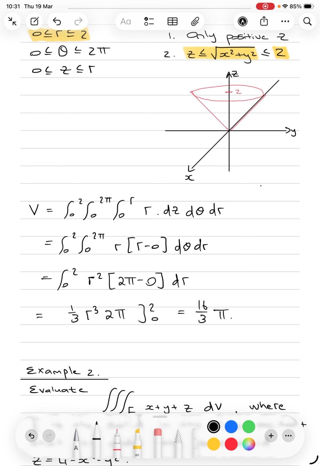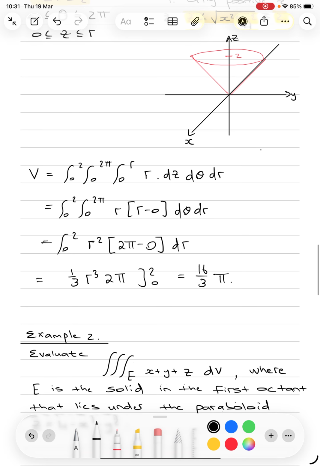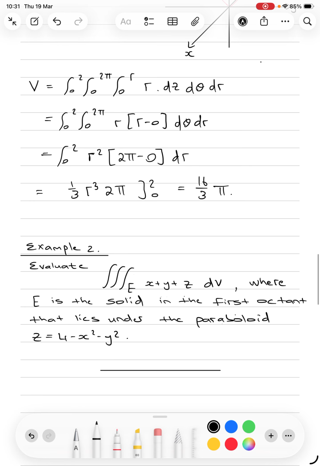Let's move on to the second example. We want to evaluate the triple integral over some solid E. E is the solid in the first octant that lies under this paraboloid.